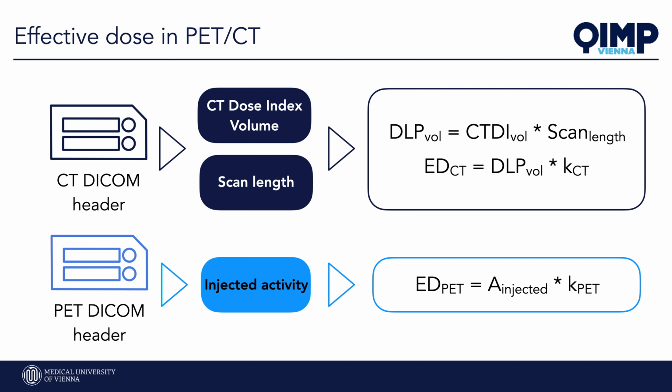For the PET, as we just discussed earlier, we know the injected activity that we give to our patient, and of course we also know the conversion factors. Multiplying these two values, we find the effective dose for the PET. Summing up the effective dose for the CT and for the PET, we have the effective dose for the whole PET-CT examination. At this stage, we know how to calculate the effective dose for a whole examination.